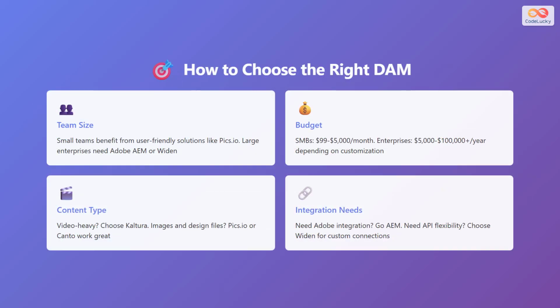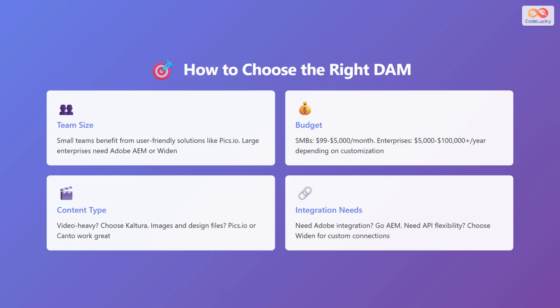Choosing the right DAM platform requires evaluating several factors. First, consider your team size. Small teams benefit from user-friendly solutions like Pix.io, while large enterprises need robust solutions like Adobe Experience Manager or Widen. Second, evaluate your budget. Small to medium businesses should look at solutions between $99 and $5,000 per month, while enterprises should budget $5,000 to $100,000 or more annually.